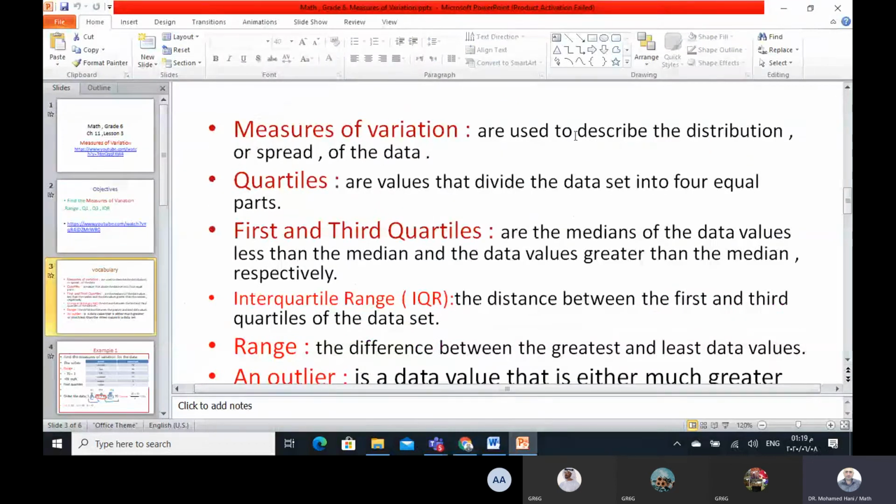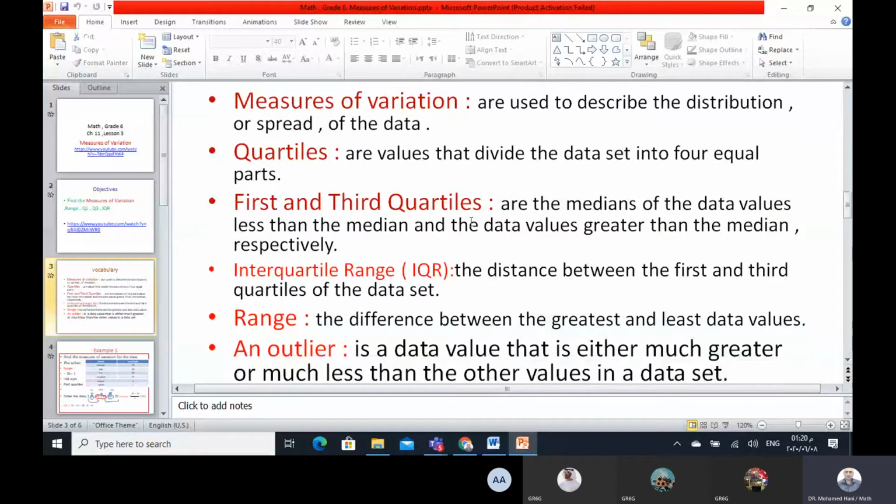Measures of variation are used to describe the distribution or spread of the data. Quartiles are values that divide the data set into 4 equal parts.